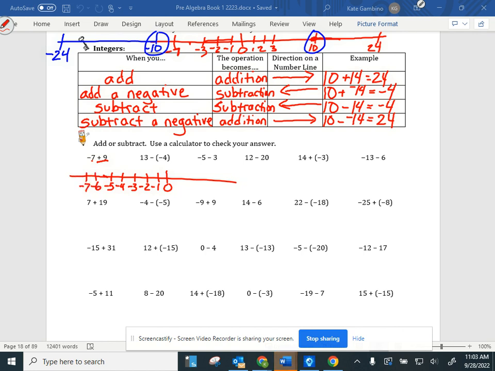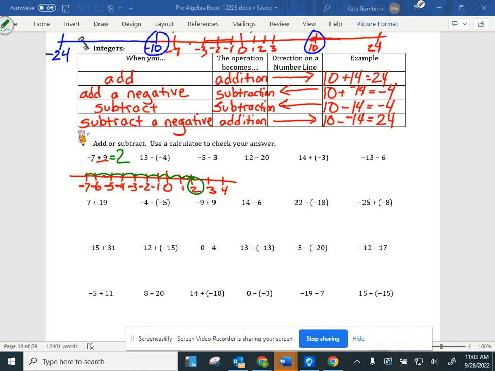So I'm starting at negative 7, and I'm going to count over 9 places. 1, 2, 3, 4, 5, 6, 7, 8, 9. I end at a positive 2. So using that number line can really help us in making sure that we're getting our answer correct.